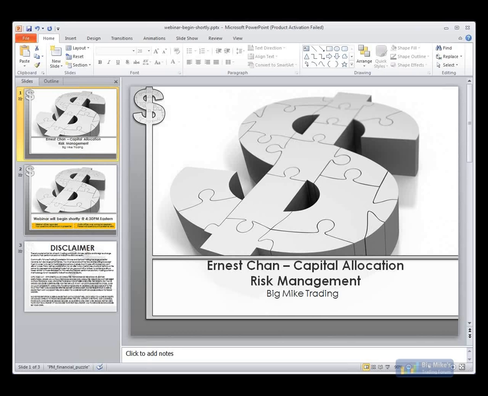Today we've got Ernest Chan doing a presentation on capital allocation and risk management, a large portion of which will be focused on the Kelly formula. I would consider this an advanced topic webinar, so you've been forewarned.